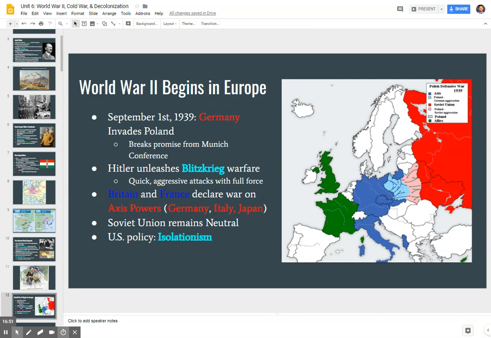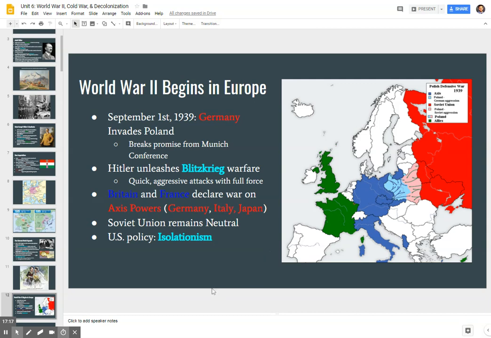All right, so this, of course, leads to Britain and France declaring war on not only Germany, but their allies, including Italy and Japan, the Axis powers. And remember that non-aggression pact that Stalin puts out, and the Soviet Union remains neutral at first. So it's only Britain and France that declare war after they invade Poland, because the Soviet Union was promised half of Poland in that non-aggression pact.